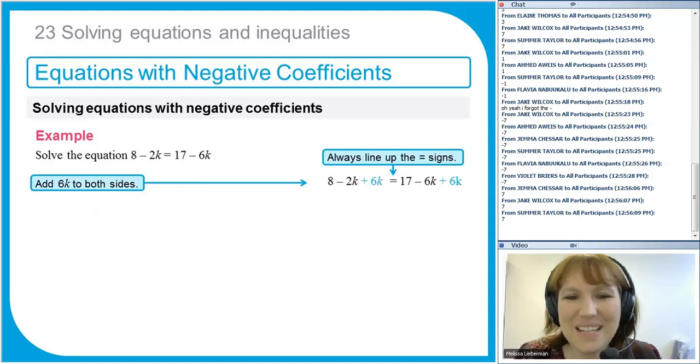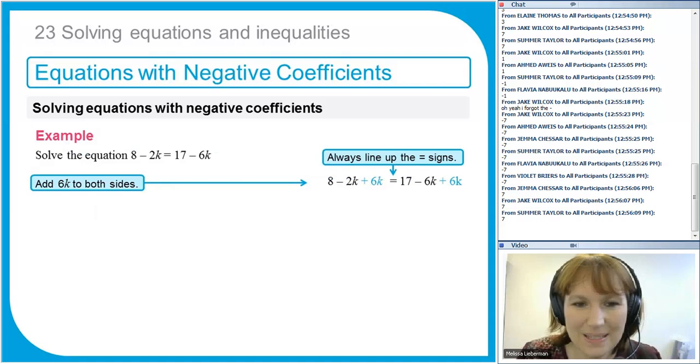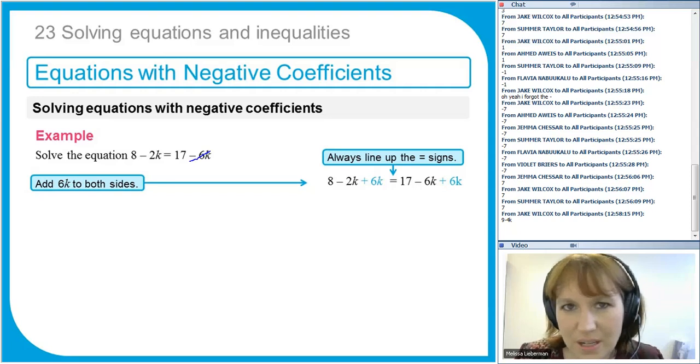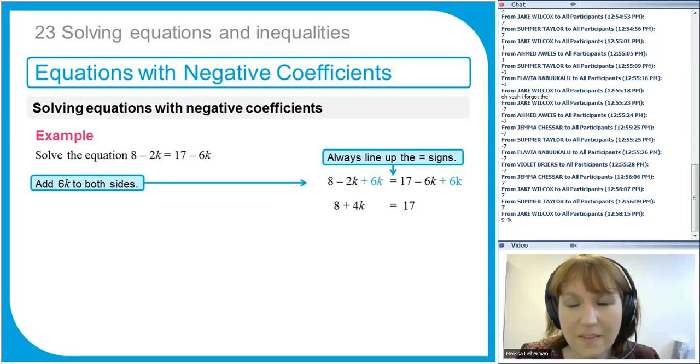So what I've done is I've added 6k to both sides. By adding 6k to both sides, I'm getting rid of the 6k here and putting all of the k's on the left-hand side, and that's absolutely fine. You can do it that way. So if I add 6k to both sides, here I've got minus 2k plus 6k. Remember, that means the same as 6k minus 2k, which is 4k. So on the left-hand side, I will have 8 plus 4k, and then on the right-hand side, I'll have 17 and then 0, because those two values cancel each other out, so we've just got 17 on that side. Is that okay? So that gives me 8 plus 4k.